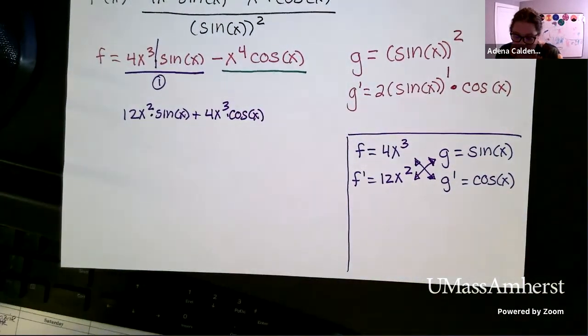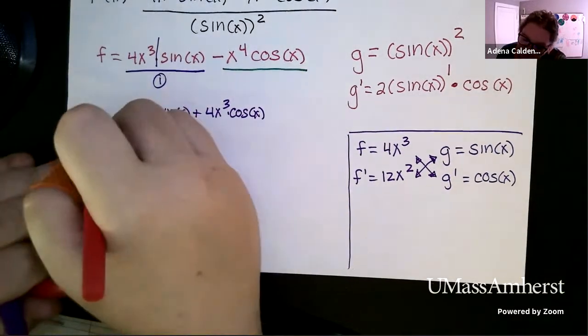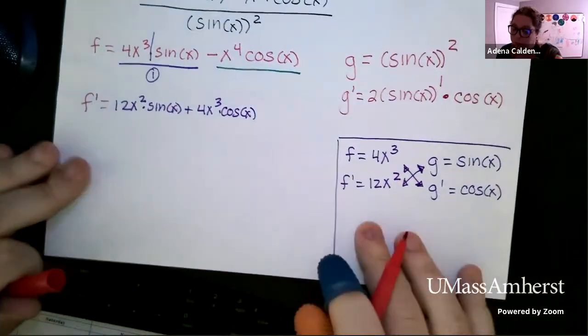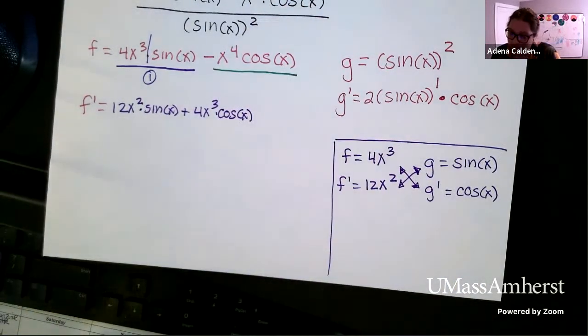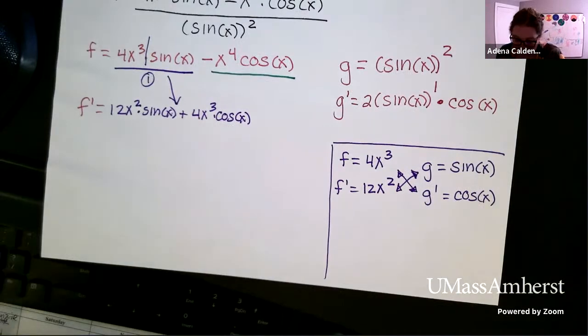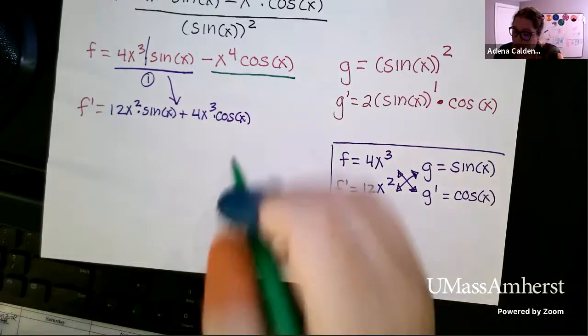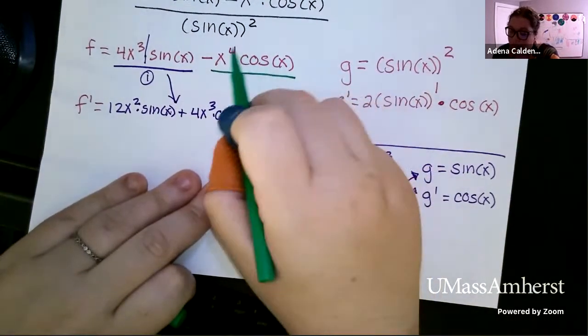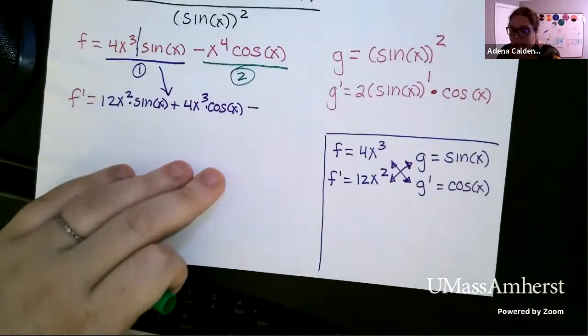Okay, so that's that first part. And remember, this is the first part of our derivative. So the derivative of this first term results in this here. Now I also need to subtract off the derivative of this second term.